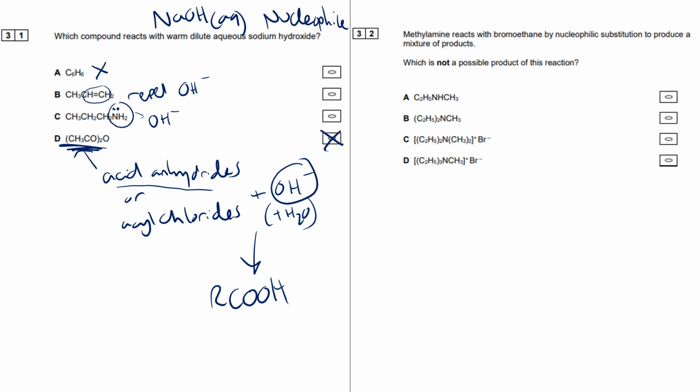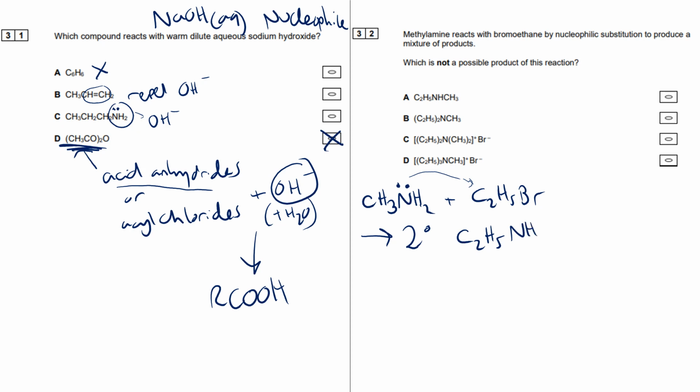Question 32. Methylamine is going to react with bromoethane by nucleophilic substitution to produce a mixture of products. So this is a reaction where you will get further substitution. As long as the lone pair on the N is available, it will keep acting as a nucleophile, attacking the delta positive carbon, causing the bromide to break off. So methylamine is a primary amine. You will make a secondary amine where the ethyl group has joined on. A hydrogen comes off the NH2. So you would make ethyl methylamine.